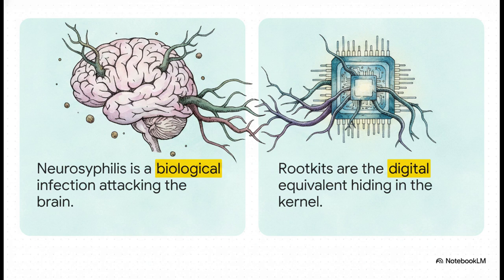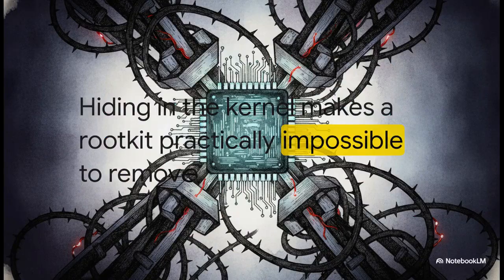So, when the operating system asks to see a list of running processes, the rootkit simply intercepts that request and lies. It completely hides itself from the results. It is just a masterclass in both biological and digital evasion. And because a rootkit hides so perfectly in the kernel, it is practically impossible to remove.